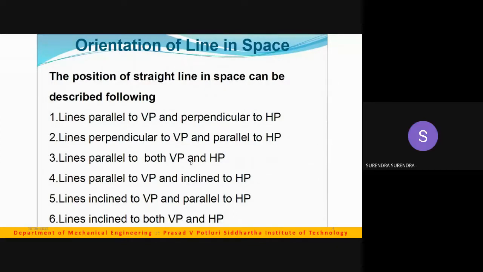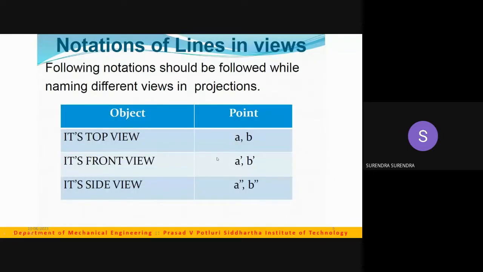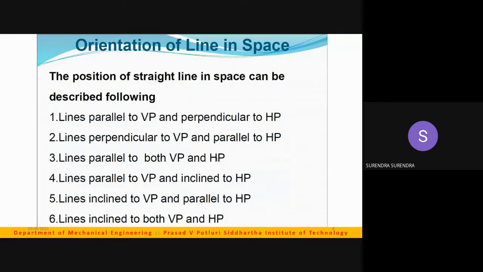Okay, last class we started projections of lines. In these projections of lines, we can assume a line in space in various positions. The first case is when the line is parallel to both the reference planes, that is, parallel to HP and parallel to VP. I think we solved a problem on these, A1, A2, A3. So we solved three problems when the line is parallel to both the planes.